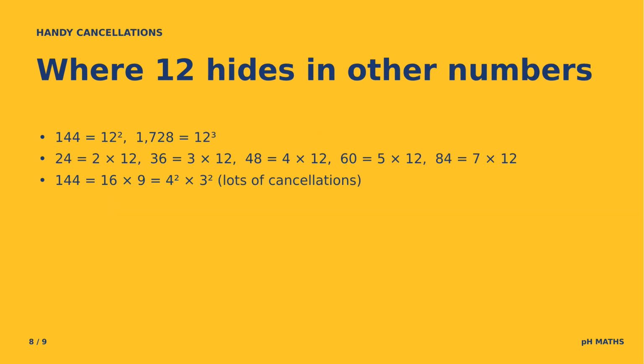Where 12 hides: 144 is 12 squared, also 16 times 9, also 4 squared times 3 squared, so lots of cancellation routes. 1728 is 12 cubed. 24, 36, 48, 60, 84, all multiples of 12. And 144 crops up everywhere. It's the dozen squared and one of the cleanest squares to factor.